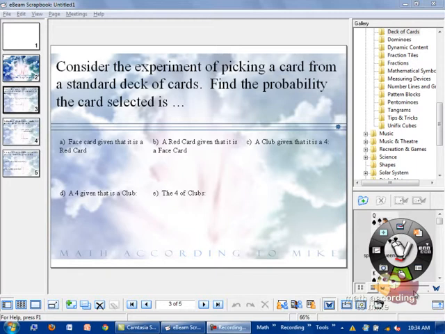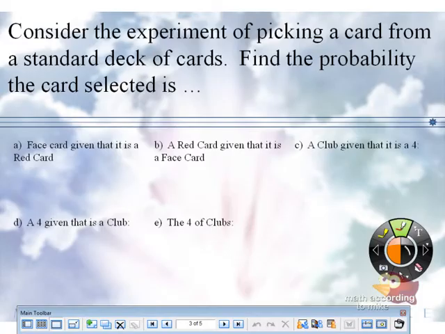Consider the experiment of picking a card from a standard deck of cards. Find the probability that the card selected is... By part B, everyone should be experiencing a faint pounding in their head. These are headache-inducing. That's why we're going to do a bunch of examples. It's going to be okay.